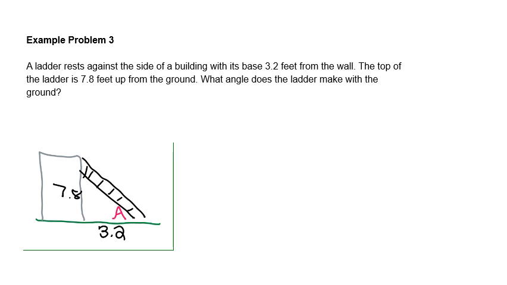And I'm looking for what angle the ladder makes with the ground. When I'm talking about the angle the ladder makes with the ground, I need to find out where the ladder and the ground meet, which is down where I've marked that A. So that's the angle I'm looking for. Now that I've created a right triangle between my building, the ground, and the ladder, and I've labeled two sides and I know what angle I'm looking for, I can solve this the same way I did the last problem. So take a second and see if you can solve for angle A.